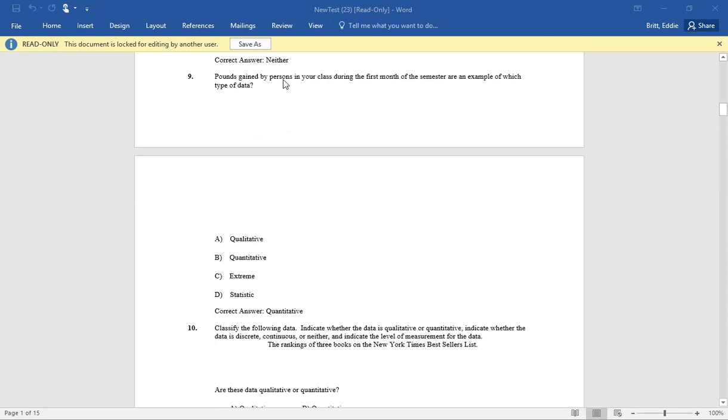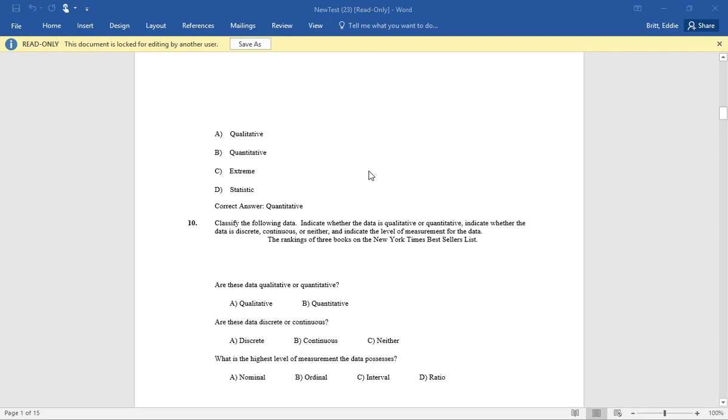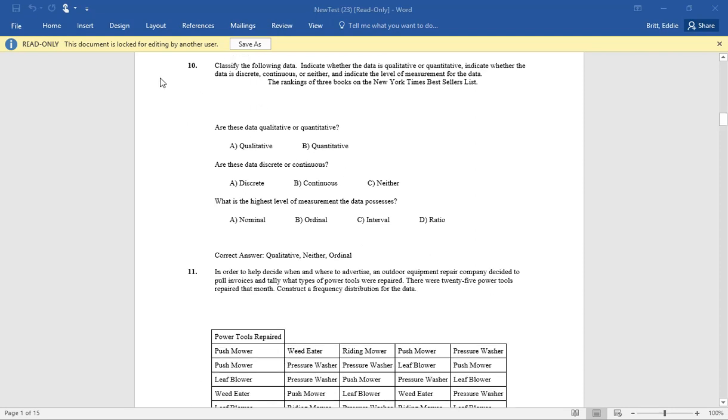Number 9, pounds gained by persons in your class during the first month of the semester are an example of which type of data? All right, so the number of pounds gained, if you think about it, it's a number and it's countable, right? Like that freshman 50 everybody goes through, then it's quantitative. All right, so what type of data is it? It's quantitative. It's a quantity. It's a number that you gained or lost in the first month of the semester.